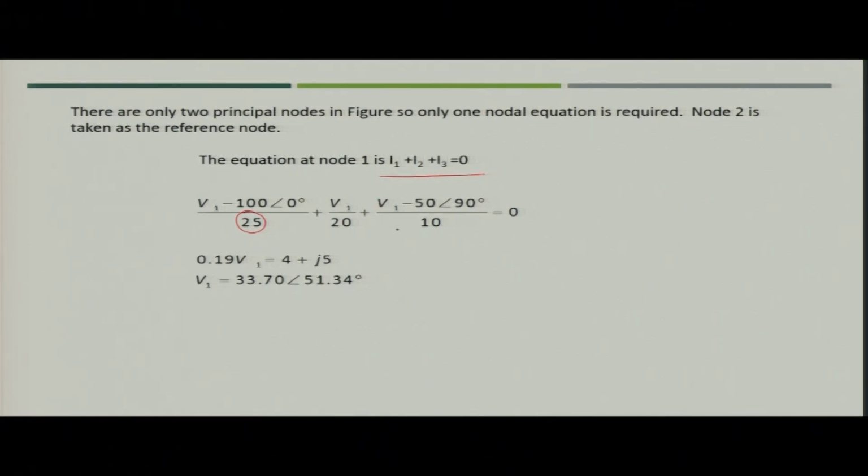Now, if you solve, what you will get? You will get the value of V1 as 4 plus J5 divided by 0.19, and if you simplify, you will get the value of V1 as 33.7 and angle 51.34.